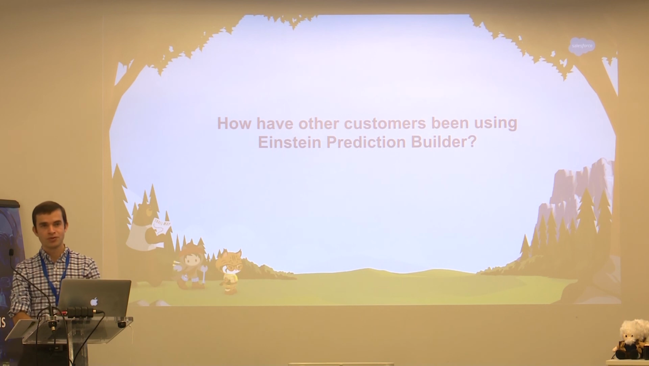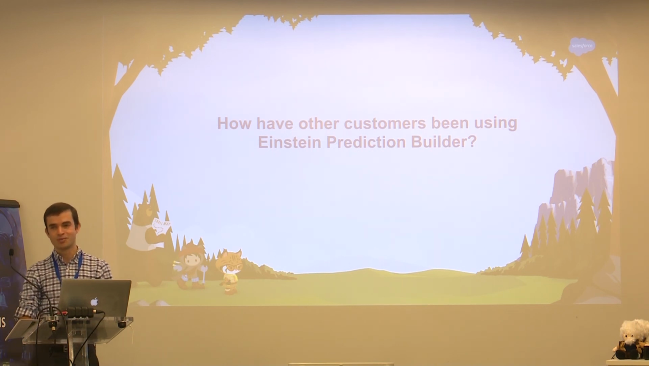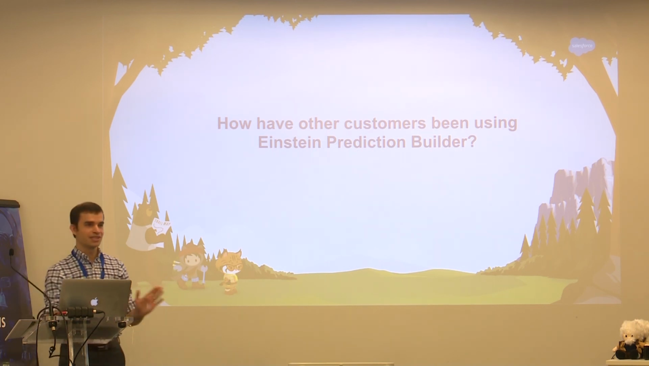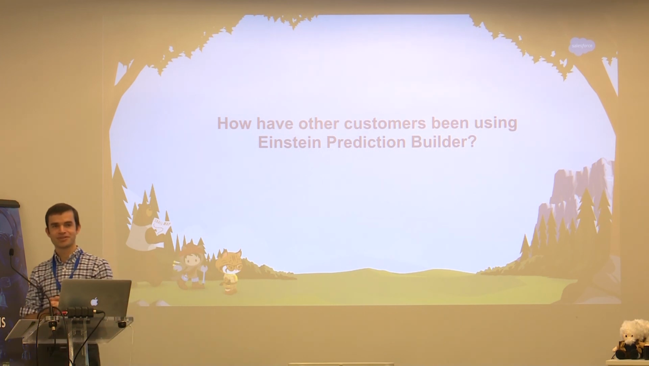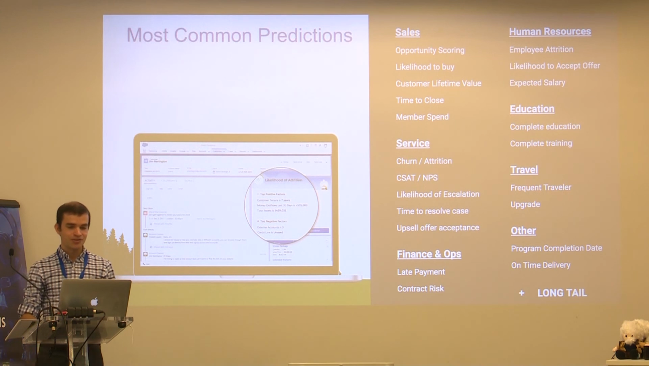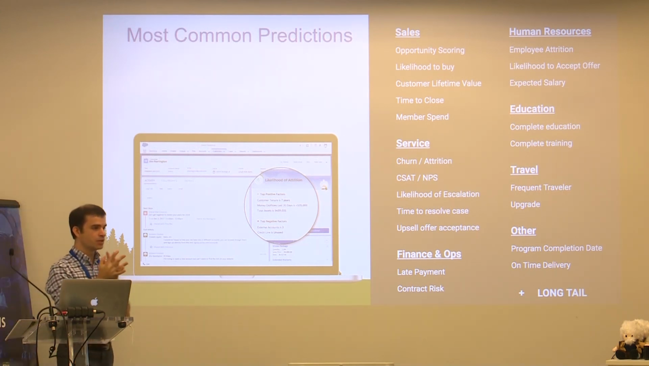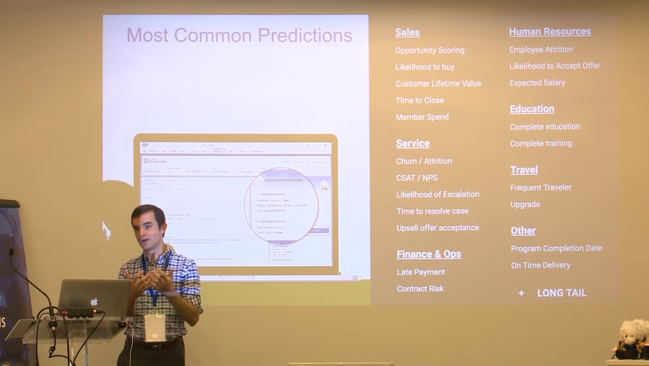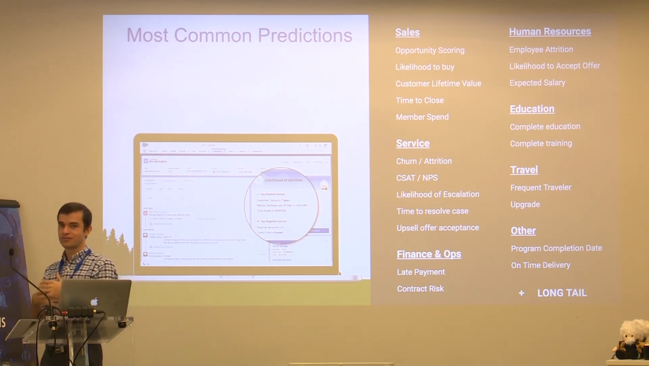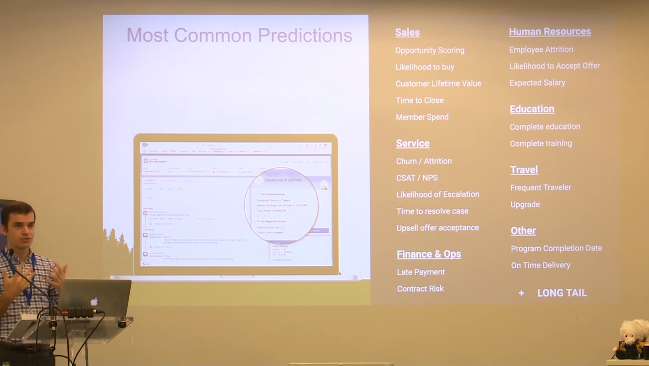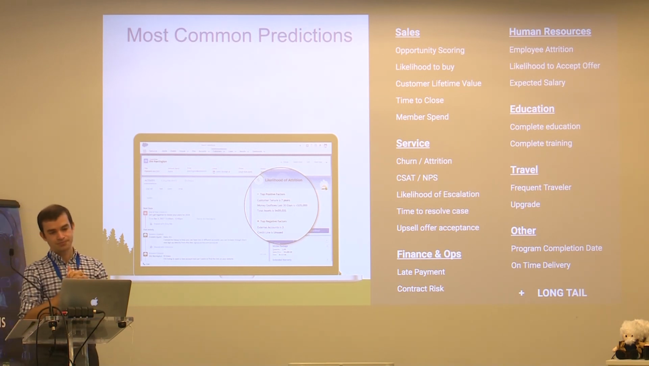So just to give you a few more ideas, because we talk a lot about medical appointments, I don't want you to leave and say, hey, Einstein is for doctors. It's all about predicting no-show appointments. There's a lot more you can do. These are some of the examples that we see. Basically, you can do a prediction on any standard or custom object in Salesforce. It's a tool that you can use for many use cases. And that's what we've seen.